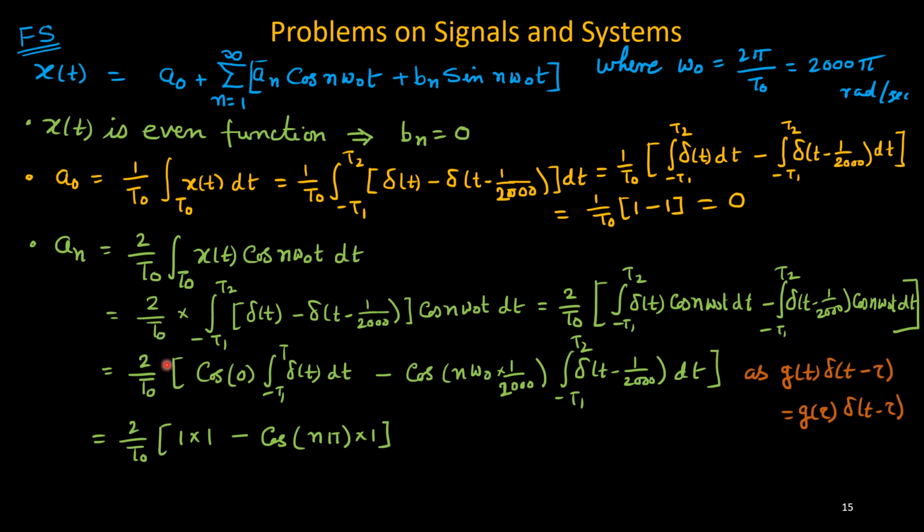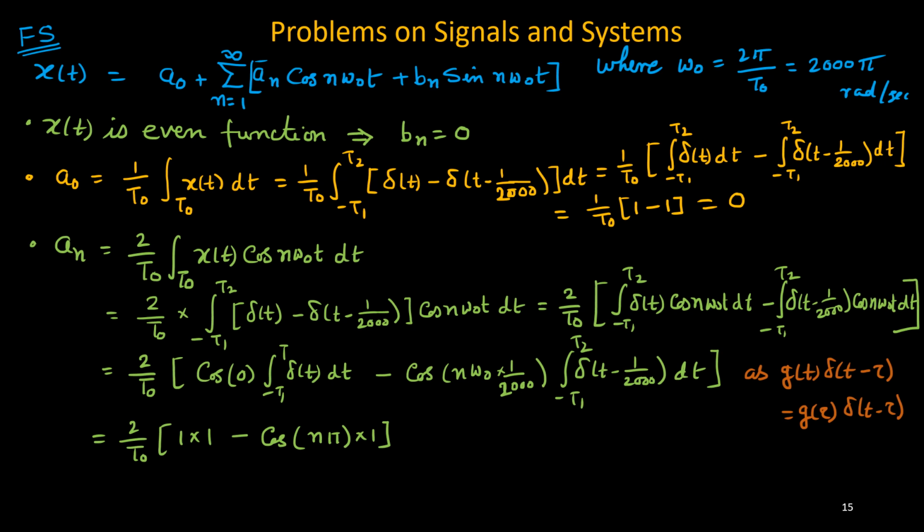So the first one is the 2 upon T₀ outside scaling factor, and cos 0 is 1, and the integration of δ(t) is 1, because within this range δ(t) will exist. And now cos(nω₀/200), and you know that ω₀ is 200π. If you replace ω₀ by 200π, then 200 will cancel. You will get only π here and n here. So it is cos(nπ), and this integral is 1.